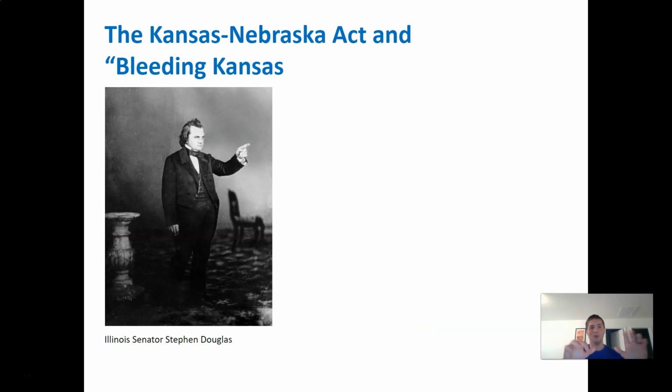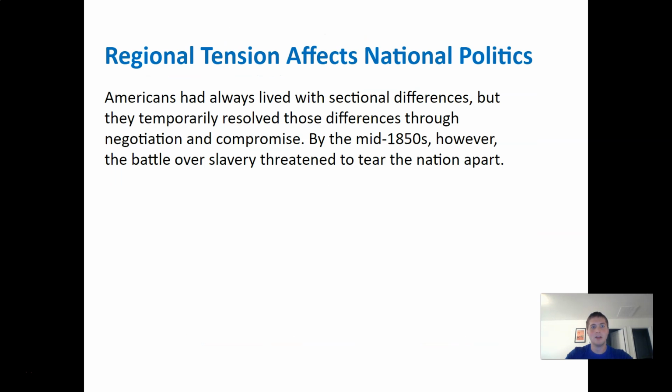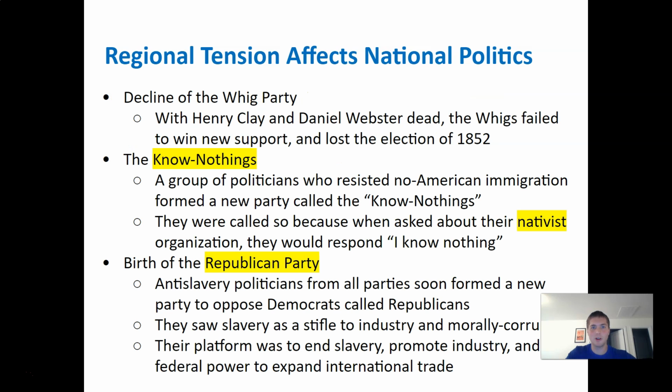So, with that said, we're also going to see some new faces and some new parties come about during this time too, as the issue of slavery is starting to boil into something new, something that we've never seen before in American history. You guys can see that picture of Stephen Douglas. Here's a map of the violence that's going on in Kansas at this time. But how is this issue going to build these new political parties? So let's go ahead and talk about that right now.